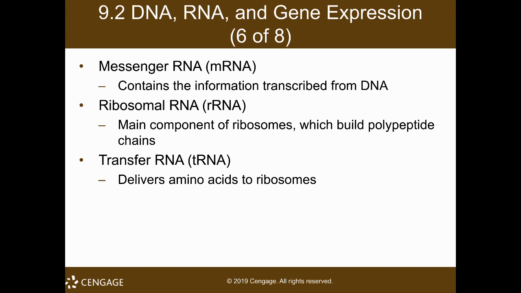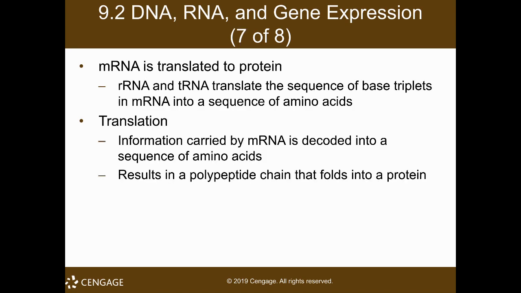And then you have your transfer RNA. So tRNA is basically a T-shaped molecule that delivers amino acids to the ribosome. So ribosomal RNA and transfer RNA have their roles in translation, whereas messenger RNA has its role in both transcription and translation.